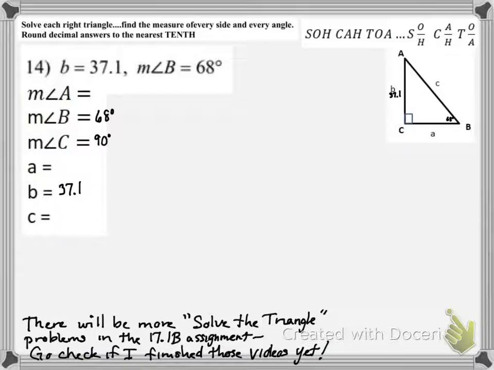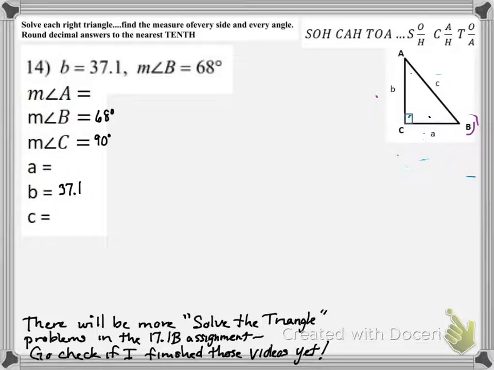Here we have another solve the triangle problem from the 17.1a assignment. This time they didn't draw the picture for us, but I drew a picture for us. And I'll always draw it the same way. Right angle at C, opposite from capital C, lowercase c. One of the acute non-right angles at B, opposite from B, lowercase b. One of the acute angles, the less than 90 angles at A, opposite from that, lowercase a. That's the way I always set it up.